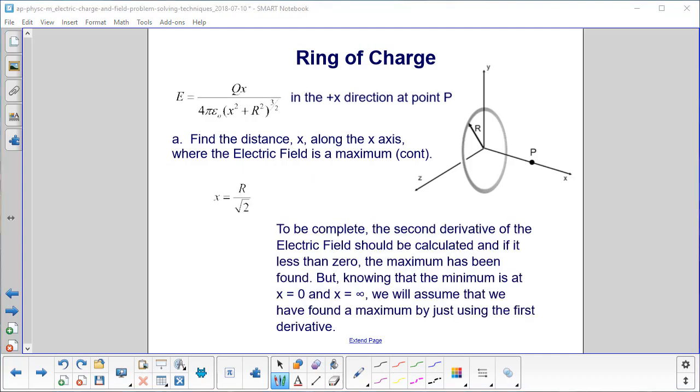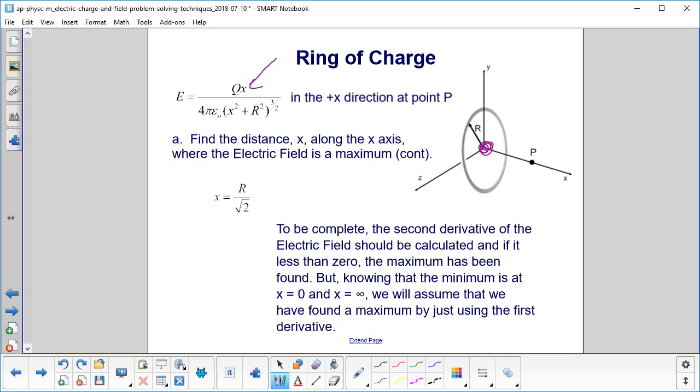To be truly mathematically rigorous, we should calculate the second derivative of the electric field. And if it is less than 0, we found a maximum. Takes a lot of time, and this is a physics test, not a calculus test. So you can kind of guess that they're not asking you to do that. But let's see if there's some physics stuff you can do to help make you feel better that we actually found a maximum. What you can do, if x is equal to 0, what's the electric field equal to? 0. So right at the origin, it's 0.